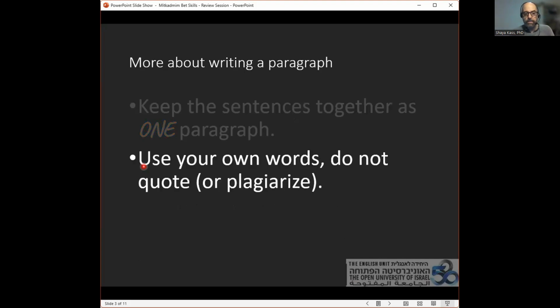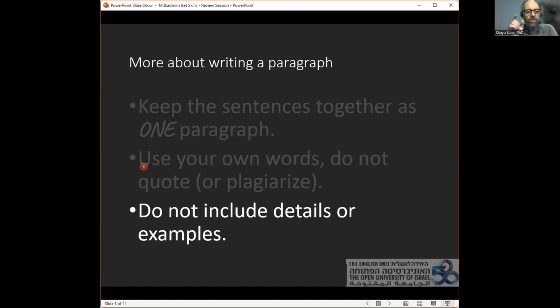Use your own words, paraphrase. On the final exam, do not quote. We don't want quotes, we want your words. And in life, when you're writing, you should quote very minimally. And when you are quoting, you say where you got the information from. Okay, that's citations and references, and we'll talk about that in a few minutes. If you don't do that, then it's plagiarism. So don't quote, don't plagiarize, use your own words.